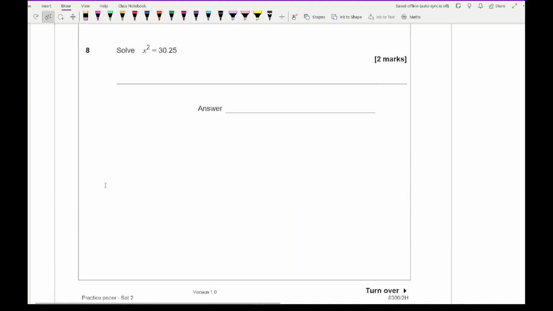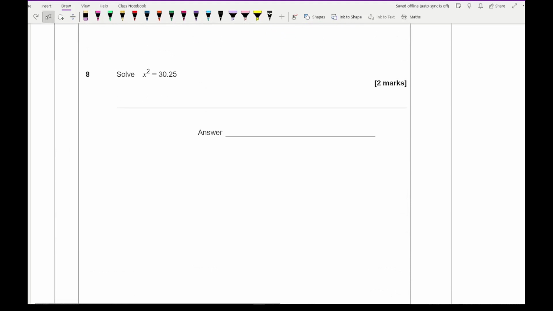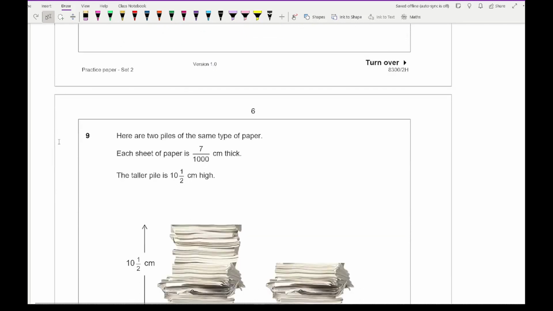For question 8, it says solve the equation. So for this, all we need to do is square root both sides. So we end up with x equals, and remember that it's plus or minus the square root of 30.25, which then gives us an answer of x equals either plus or minus 11 over 2 or plus or minus 5.5. Again, remember that it can be plus and negative, so just make sure that you've got that in front.